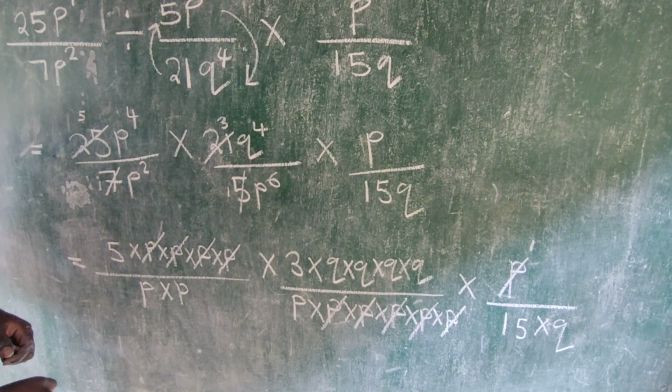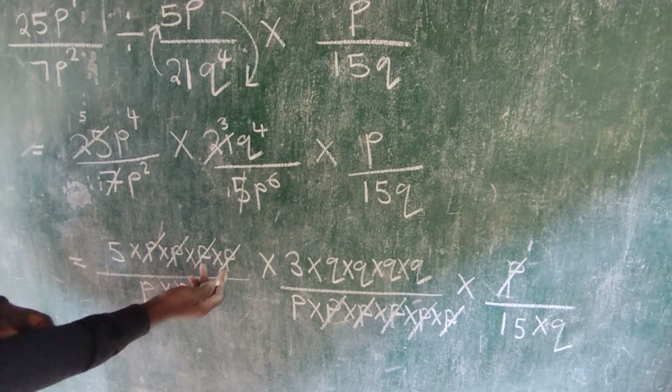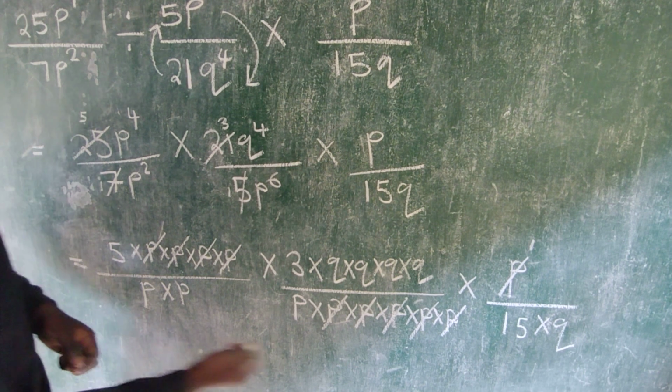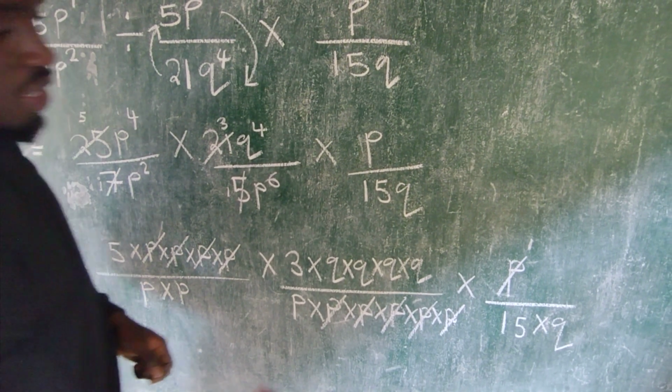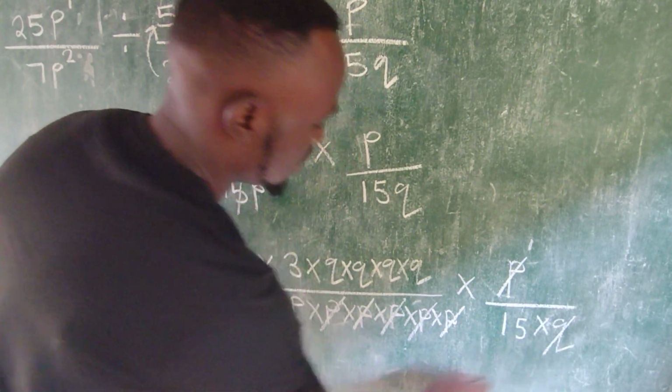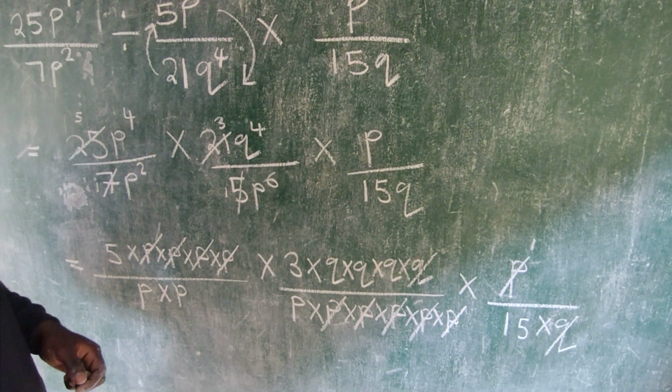I'm sure you are following. So you can see all the p's have been cancelled on top. Here they have been cancelled, you are only remaining with 1 p. Here we have 2 p's. Then we come to q. There is a q here, you can cancel with this q, okay?